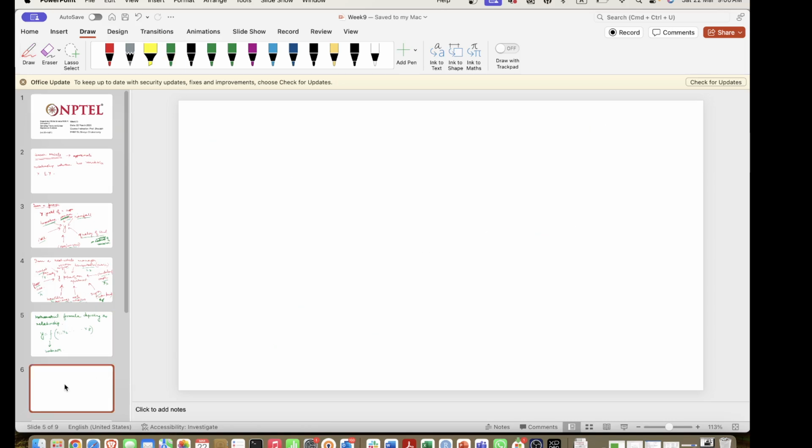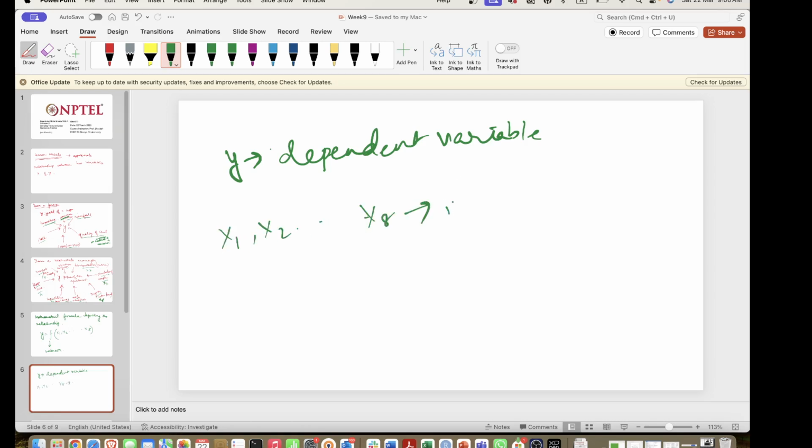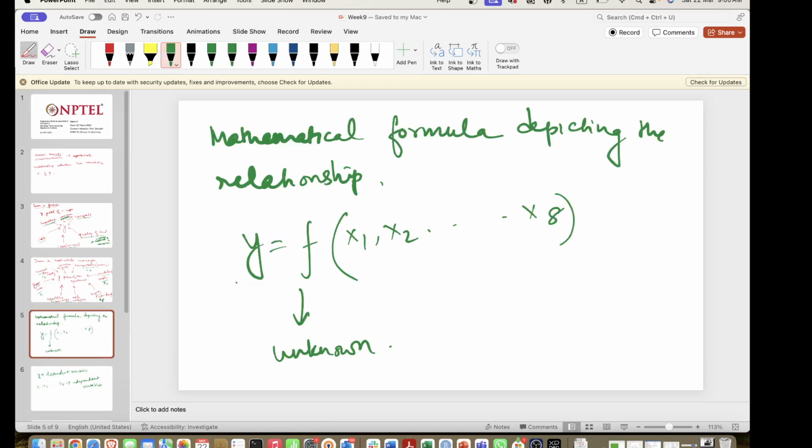So in such situations, my y would be called a dependent variable, and the x's are the independent variables. Okay, these terms are self-explanatory. Why is it dependent? Because values of y depend on the values of x through this unknown formula f. So if we are able to get f, we know how exactly y is dependent on x's.